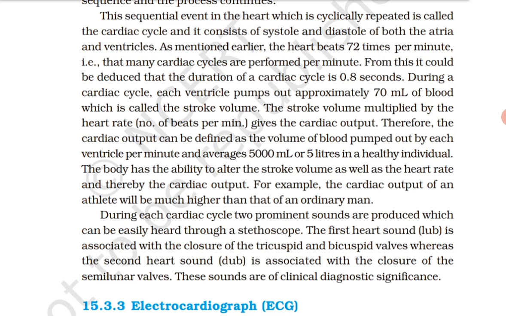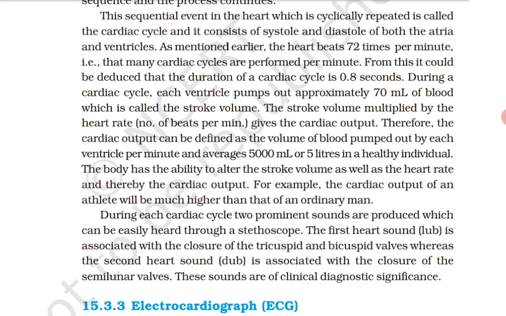The action potential is conducted to the ventricular side by the AVN and AV bundle, from where the bundle of these transmits it through the entire ventricular musculature. Understood?